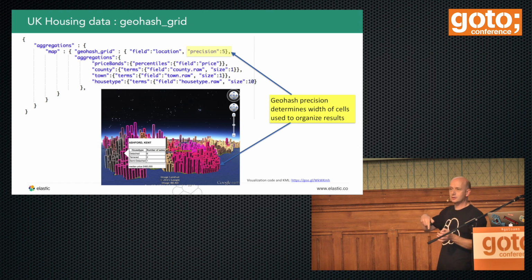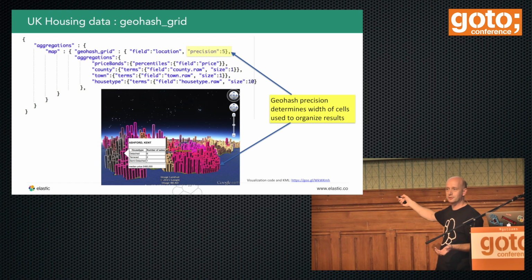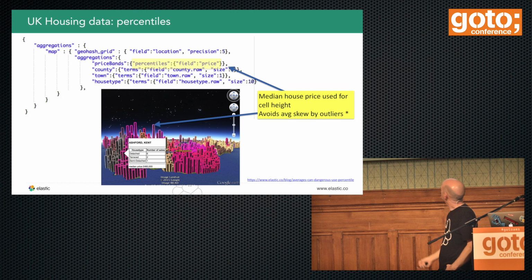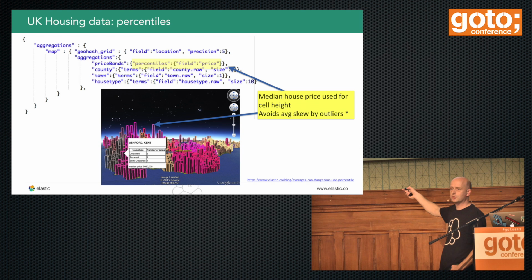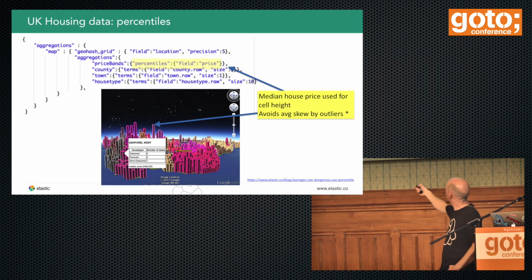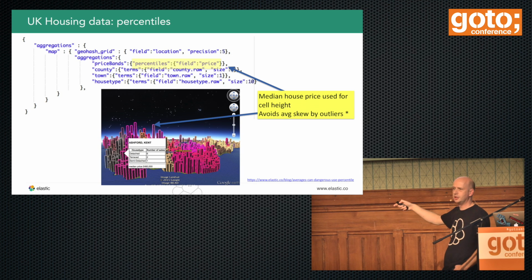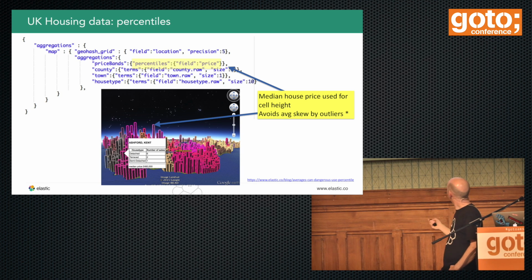And then within that, we've got another couple of attributes here. This is the multi-dimensional nature of the aggregation. We've got the geo, and then within that, we've got color and height. So let's look at what goes into that. The height of the tower is the median house price for that particular location. We can click on each tower and we get the median house price.